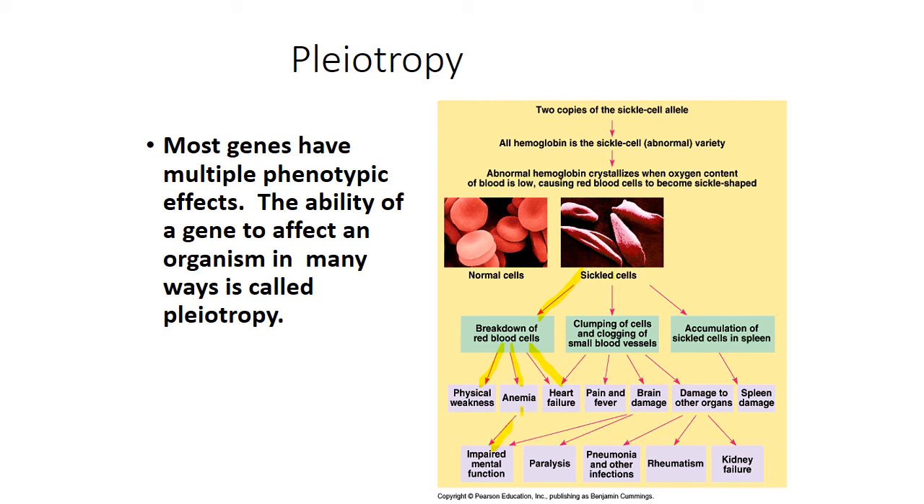We can get the clumping and clogging of blood vessels, which can lead to pain and fever and brain damage, which can lead to impaired mental function and paralysis. We can get damage to other organs, which can lead to pneumonia and other infections, kidney failure, or we can get the accumulation of sickle cells in the spleen, which can lead to spleen damage. So these are all things that can happen, and this is just multiple phenotypic effects coming from just one gene.